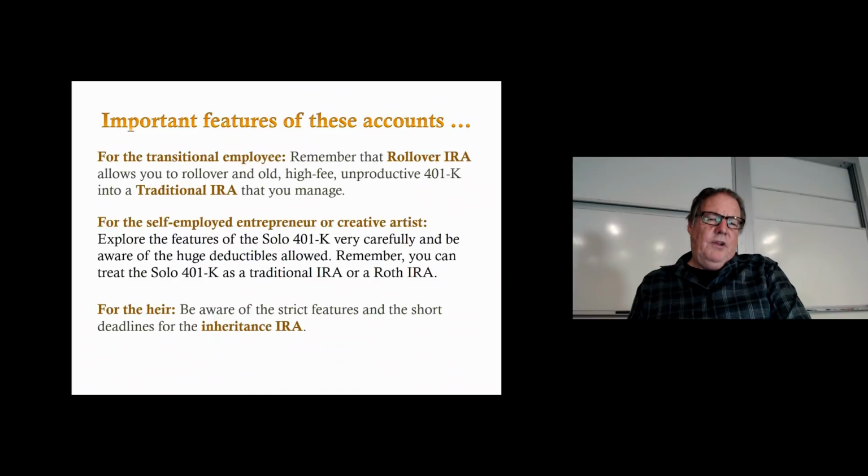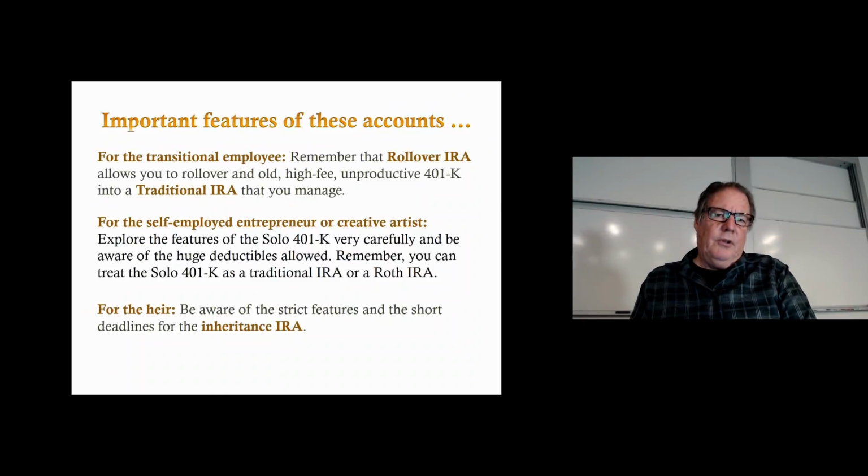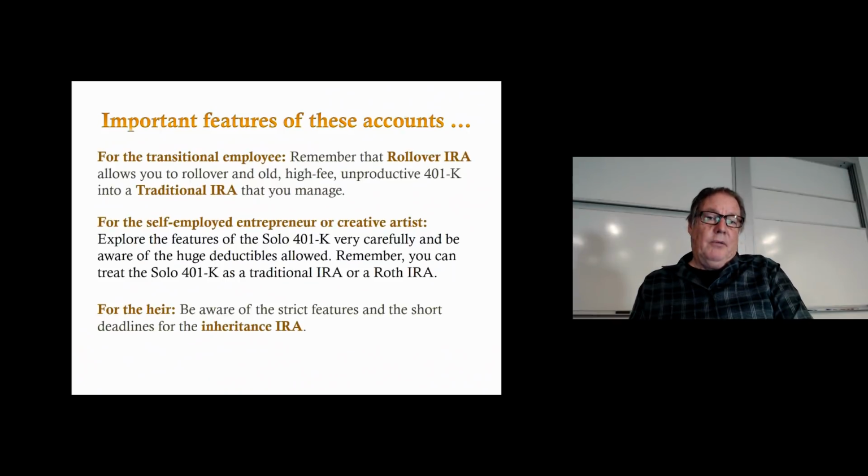A couple of other important features that I want you to understand as a takeaway. For the transitional employee, as I said a while ago, keep in mind that a rollover IRA allows you to take old investment accounts from previous employers and roll them into an IRA that you control. That could be an IRA of mutual funds. It can be stocks, a combination of mutual funds and stocks. You can buy ETPs. There are very few restrictions on the kind of investments you can make with an IRA. You can put it in a brokerage account. You can put it in a mutual fund account. Your employer of old may resist, but they are required to turn that money over to you.